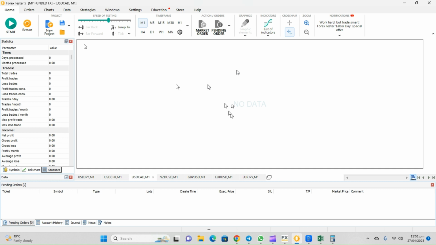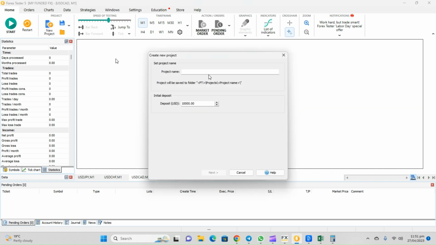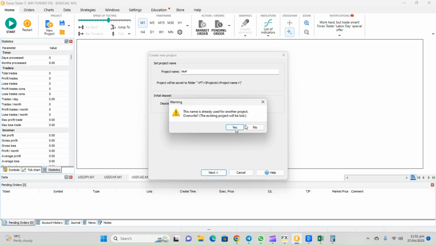It's really, really important. So let's start right now, and we set up our new project right here. This is going to be the M&F project right here, and then our balance is going to be $50,000. Okay, so we're going to backtest our strategy.